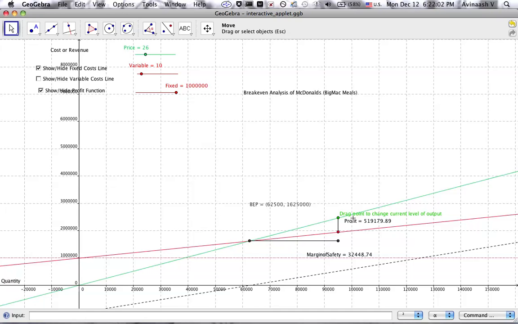It is also important to remember the margin of safety is a unit of measurement of the volume of the Big Mac meals. It is not a monetary value.